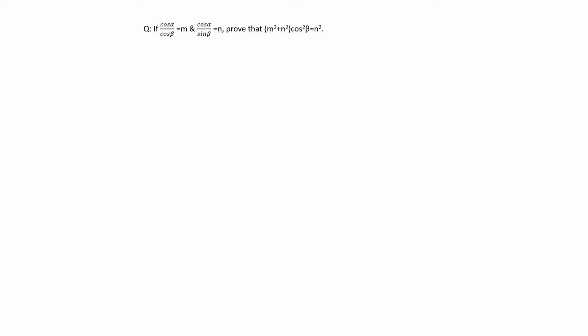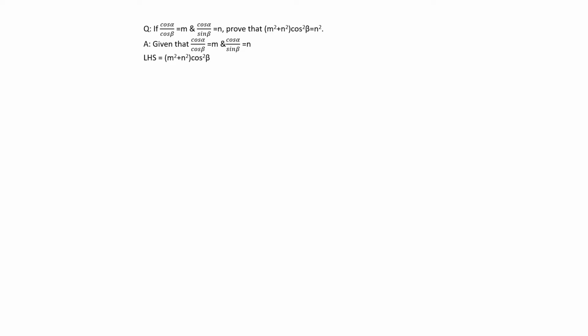If cos alpha by cos beta equals m and cos alpha by sin beta equals n, prove that (m square plus n square) into cos square beta equals n square. It is given that cos alpha by cos beta equals m and cos alpha by sin beta equals n. So let's go to the left hand side.